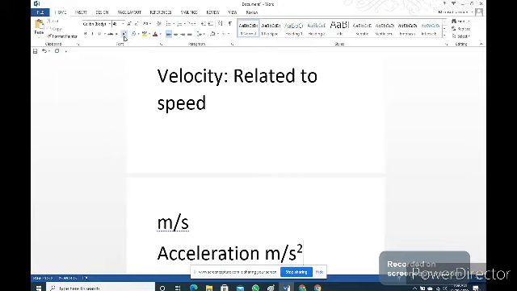Now let's see how we can calculate the distance. If we are given a speed and the time, then we can directly calculate the distance, which is speed into time. If we are given displacement and time, then we can calculate the velocity, which is displacement divided by time, and so on. With this, we have completed the motion chapter as well. Now let's start with force and laws of motion.